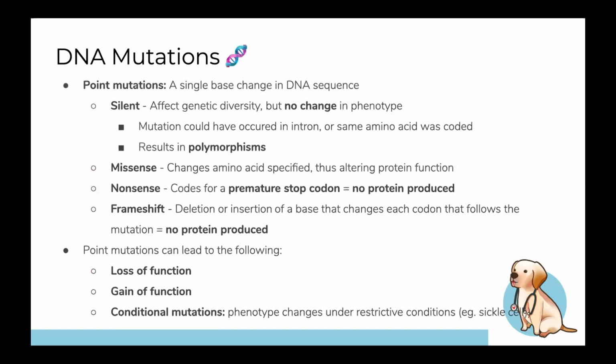So DNA mutations were covered in a previous PSP session, but this is just a bit of a summary if you've forgotten. Point mutations can be silent, in which there's no change. Missense, in which an amino acid has been changed, so your protein function is going to be changed. Nonsense is when you've got a stop codon, so no protein is produced. And frameshift, probably the worst of all. If you've got a deletion or an insertion of a base, then everything's going to be shifted backwards or forwards, and it's going to produce something either very weird or no protein at all.